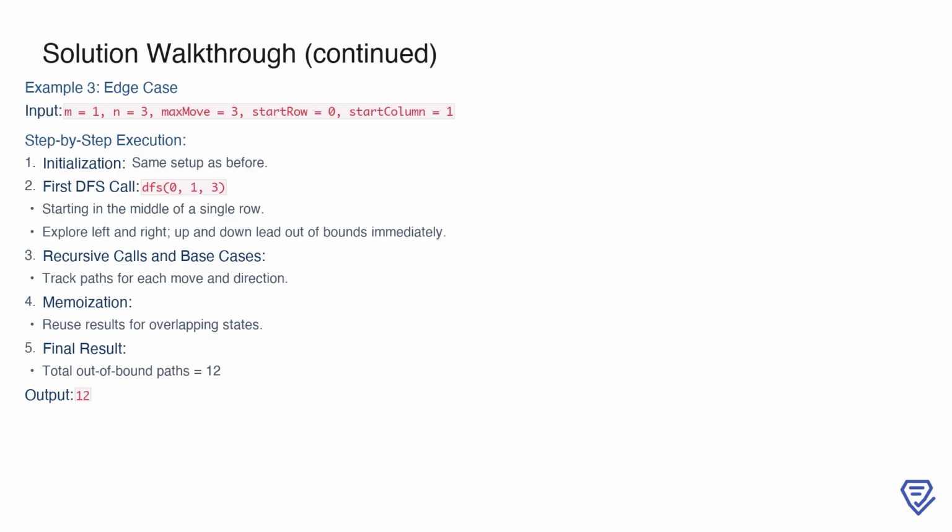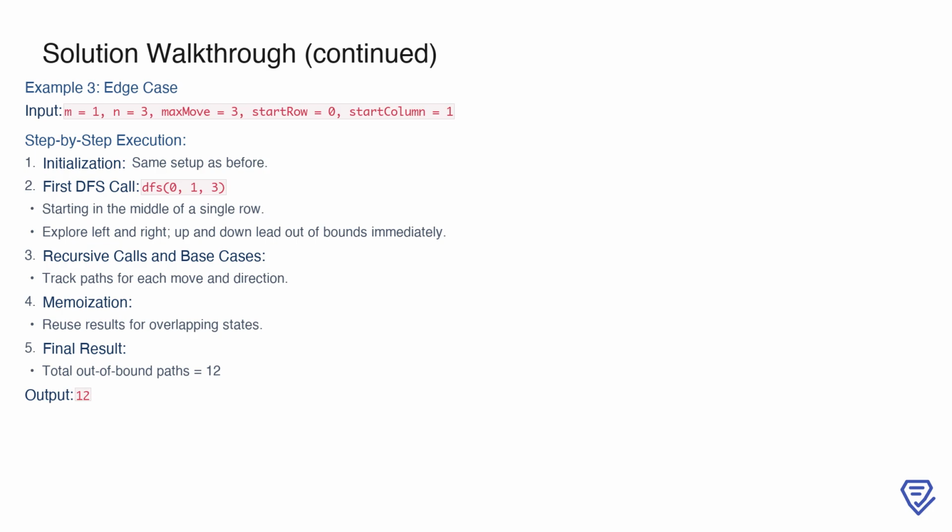In this edge case, we consider a 1 by 3 grid with a starting position at cell 0, 1, the middle of the row, and a maximum of 3 moves. The initial setup and approach remain consistent. Starting at 0, 1, we explore movements to the left and right, which stay within the grid, and up or down, which lead out of bounds immediately.